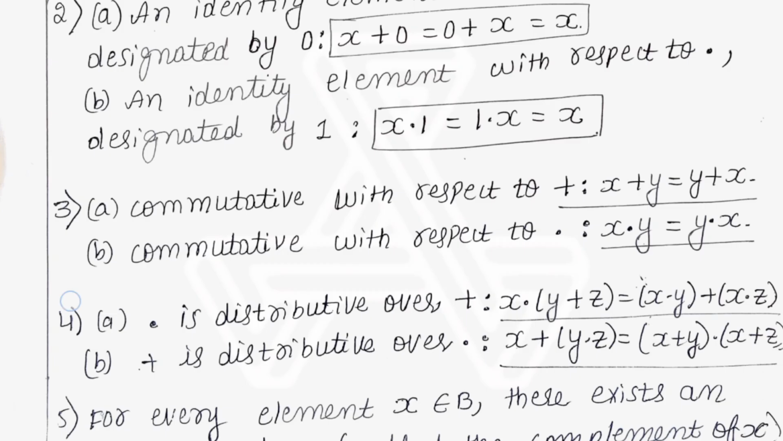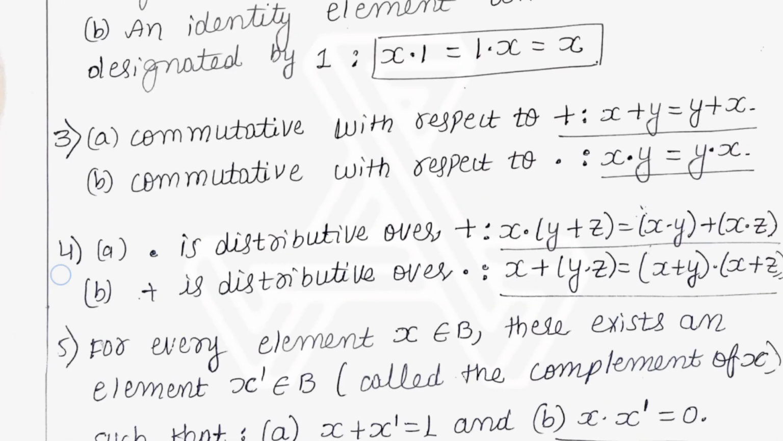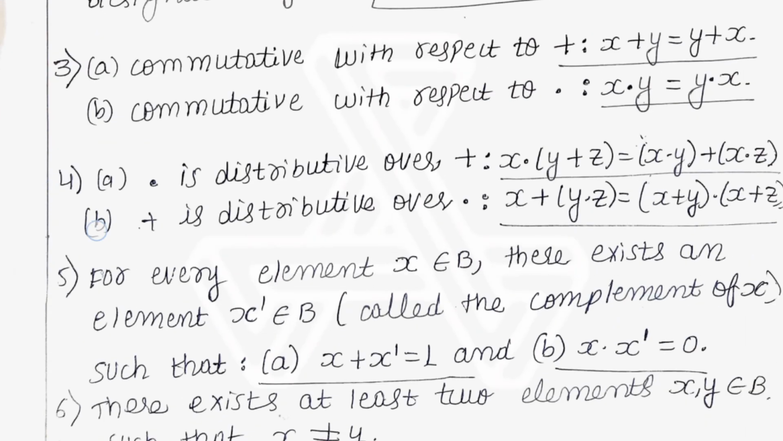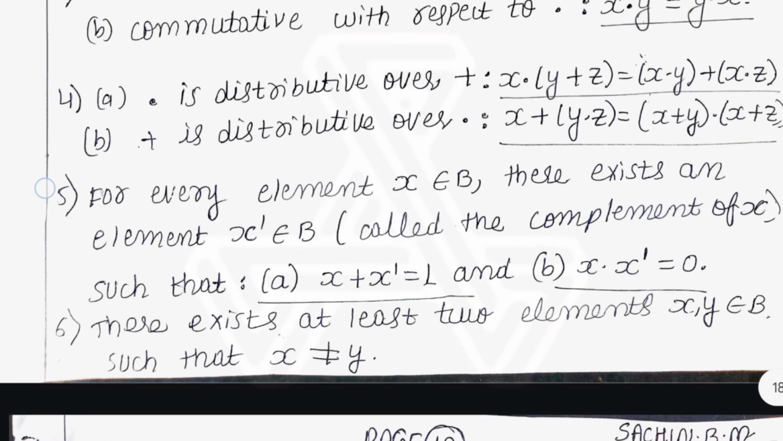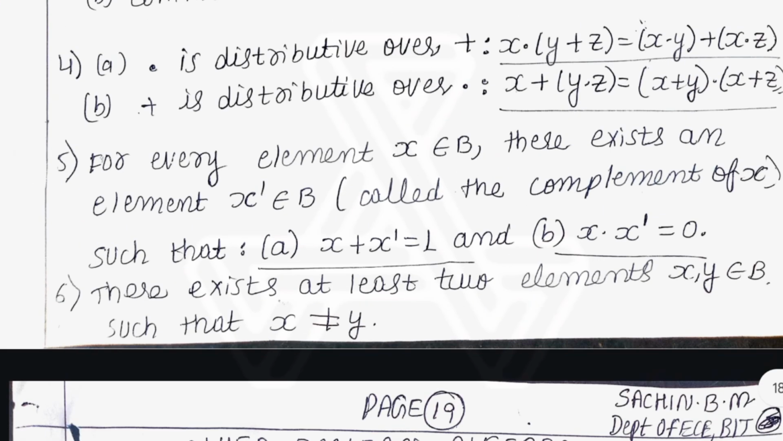Commutative with respect to plus: x plus y is equal to y plus x. Commutative with respect to dot: x dot y is equal to y dot x. Dot is distributed over plus, and plus is distributed over dot: x dot (y plus z).